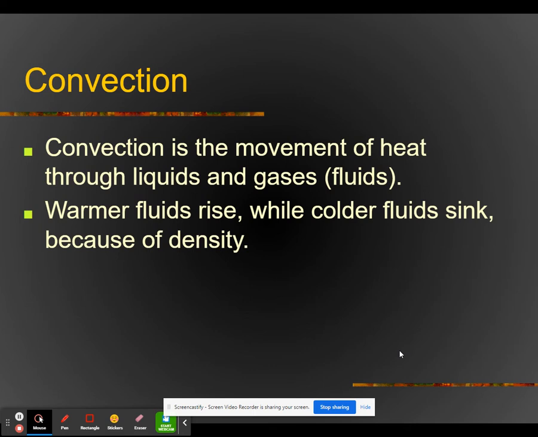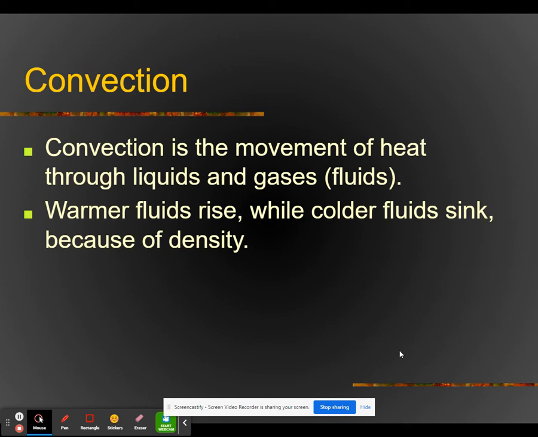And convection is the movement of heat through fluids. Many of you don't know, I didn't know this originally, I had to learn it. Fluids are not just liquids. Fluids are technically liquids and gases. Gases and liquids both behave the same way. The only difference is gases do all of the things liquids do, but faster. So gases and liquids are both types of fluids, and convection is the movement of heat through fluids. So that means it's either through liquids or through gases.